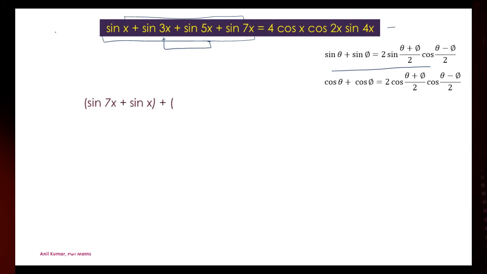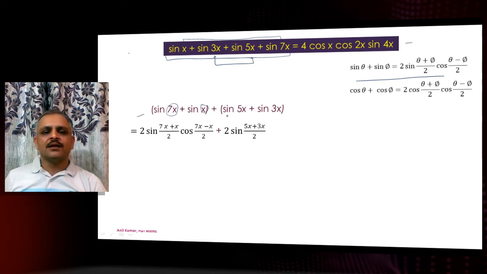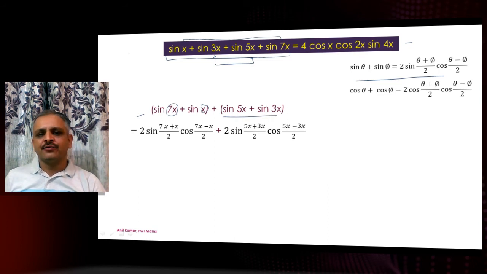So rearrange them: sine 7x plus sine x, and sine 5x plus sine 3x. This will become sine theta plus sine phi. This is theta and this is phi. So sine theta plus sine phi is 2 sine of (theta plus phi) by 2, that is (7x plus x) by 2, and cos of (7x minus x) by 2. Similarly, the same property will apply to sine 5x plus sine 3x. If I apply this CD formula here, it will become 2 sine of (5x plus 3x) by 2 and cos of (5x minus 3x) by 2.